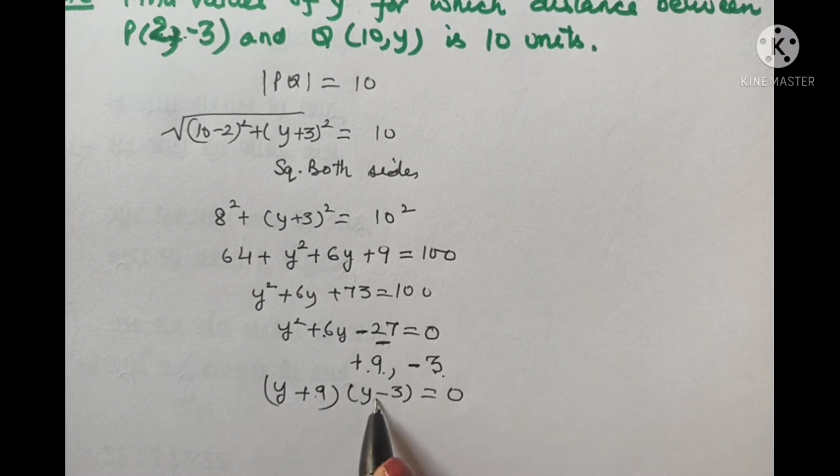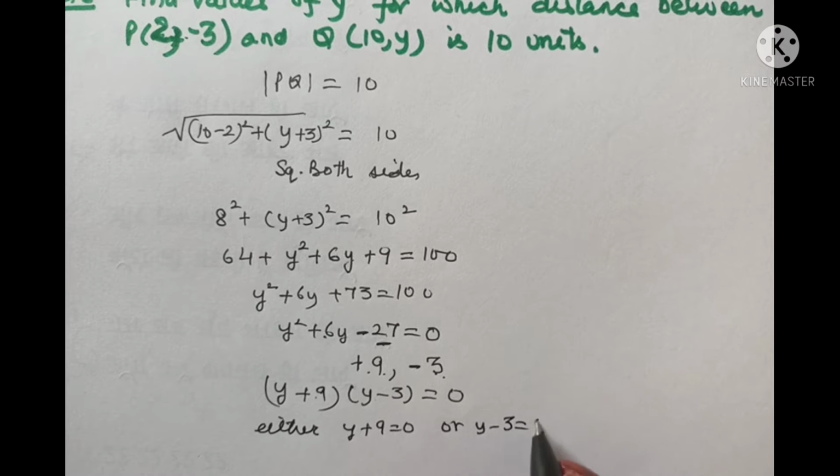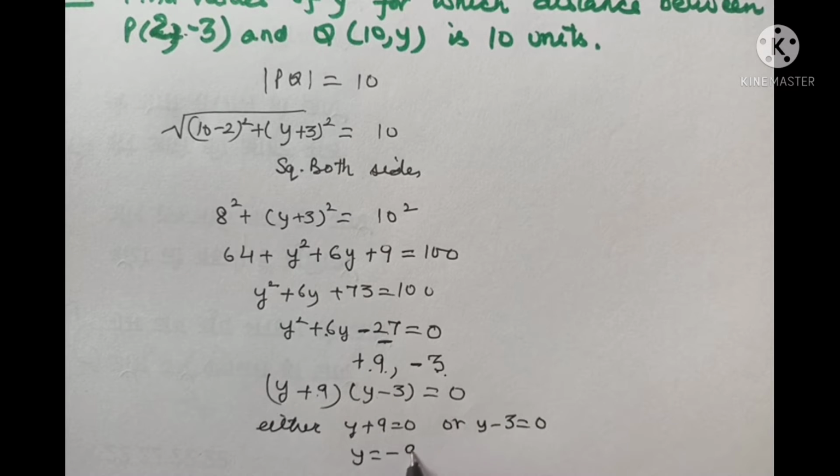So you know that if the product of two factors is equal to 0, then one of them must be 0. So either y plus 9 is equal to 0 or y minus 3 is equal to 0. So this gives me y is equal to minus 9, and this gives me y is equal to 3. So there are two answers to this question.